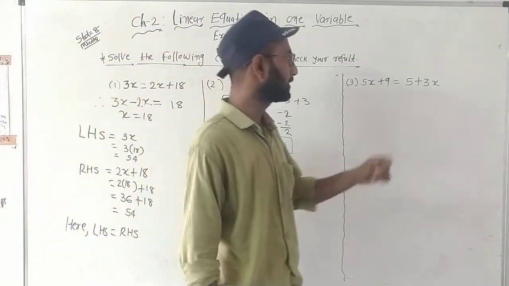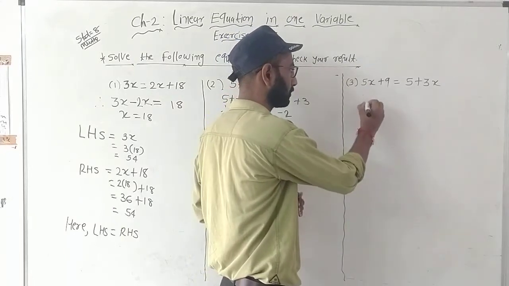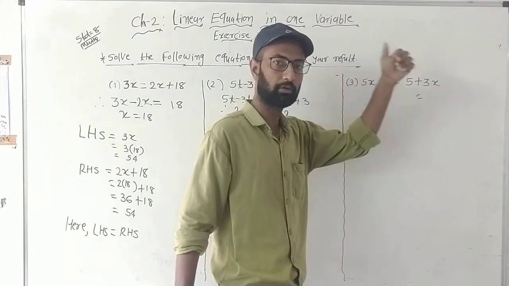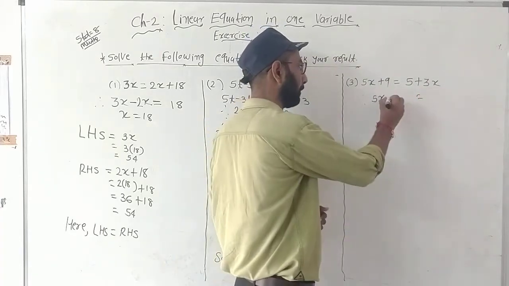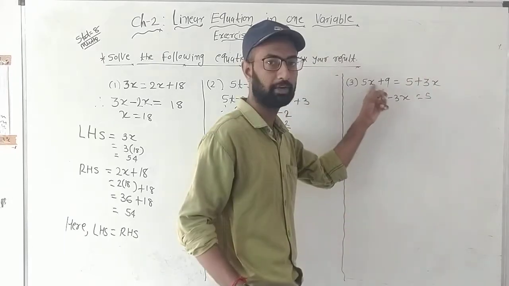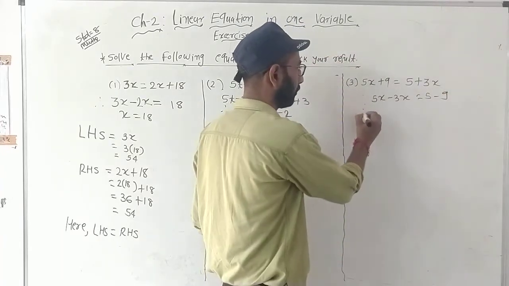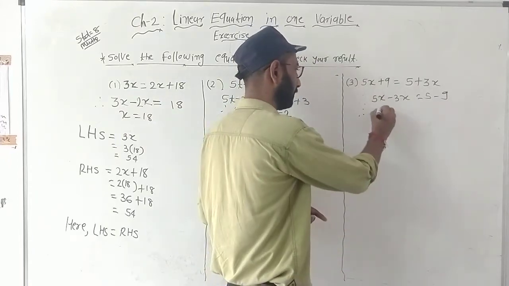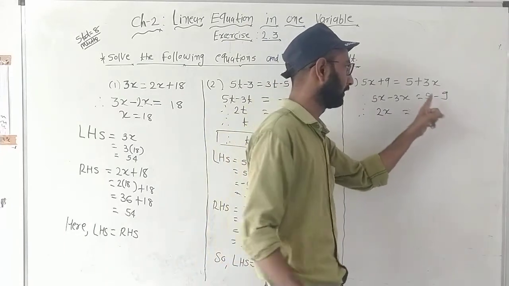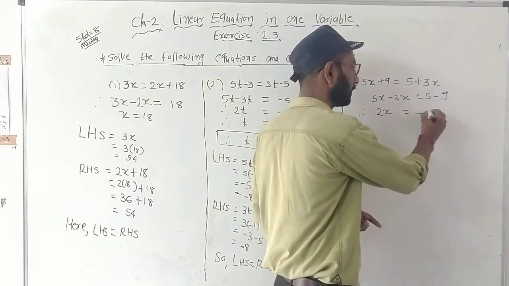Okay, now our third sum is 5x plus 9 is equal to 5 plus 3x. What you can do here again, so 5x as it is, the sign of equality as it is, this 3x will come to the left side, so it will become -3x, and this 5 as it is, and this plus 9 will come to the right side, so it will become -9. Okay, so now 5x minus 3x, it will become 2x and 5 minus 9, what will it be? This plus 5 is plus, so 5 minus 9 will be -4.